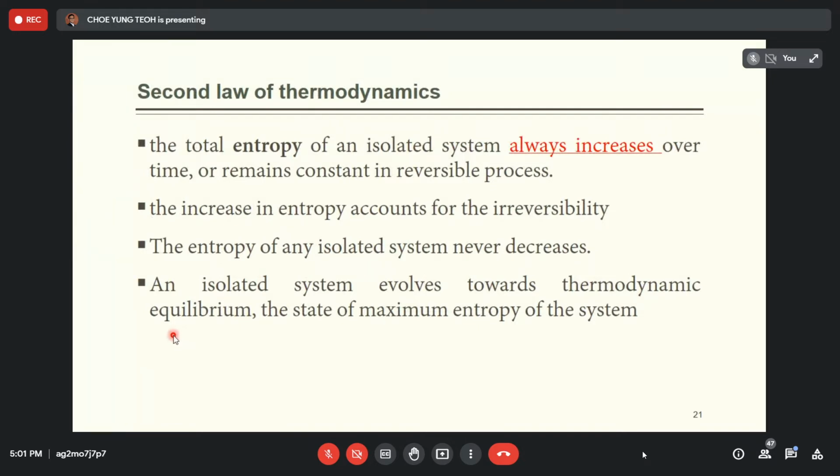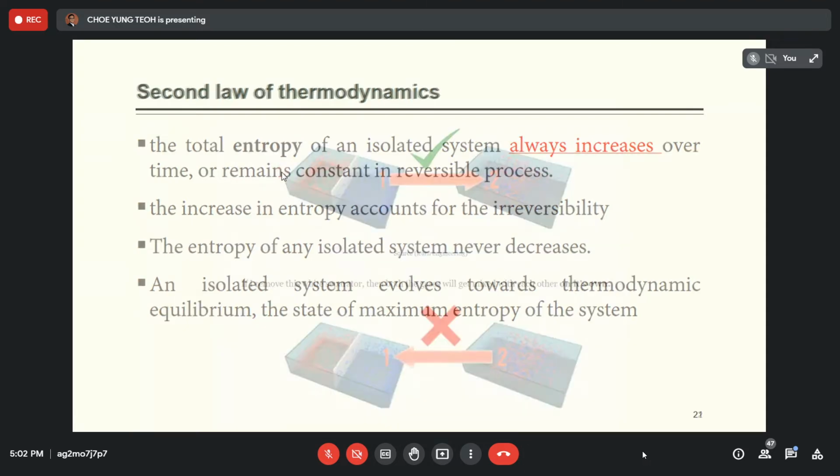So in this second law of thermodynamics, it states that the total entropy of an isolated system always increases over time or remains constant in a reversible process. Entropy here refers to the disorderliness of the molecules of the substance. Okay, so it means that this entropy is getting higher for the isolated system. An isolated system means that there's no heat transfer in or out. Okay, why will it become higher?